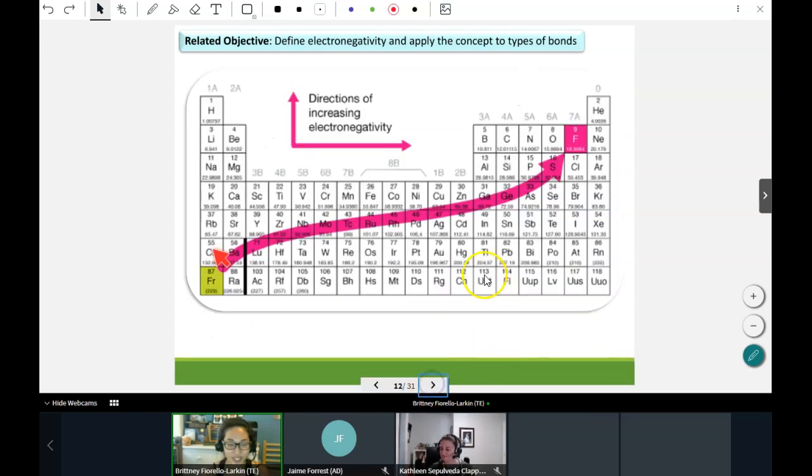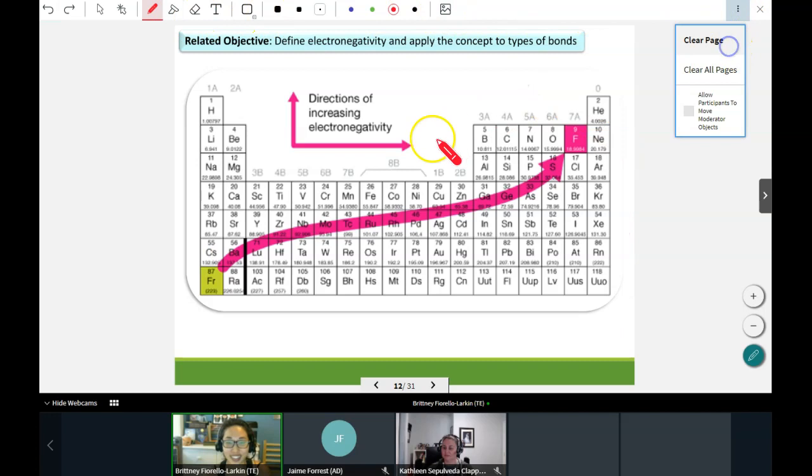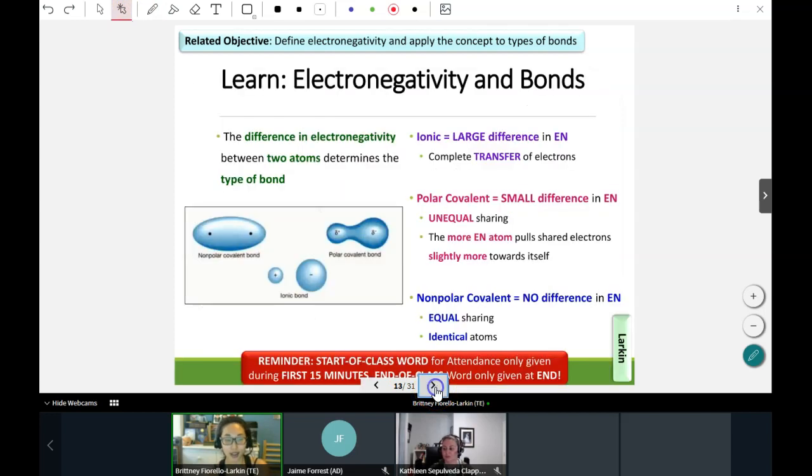Perfect. All right, so that leads us to our overall trend. Electronegativity increases to the right and increases as we go up, with fluorine being the most electronegative. Let me clear this page. This makes these nonmetals the most electronegative elements on the periodic table overall. Again, hydrogen is technically a nonmetal, but a little bit less electronegative because of that halfway issue. So that's synthesizing it all together.